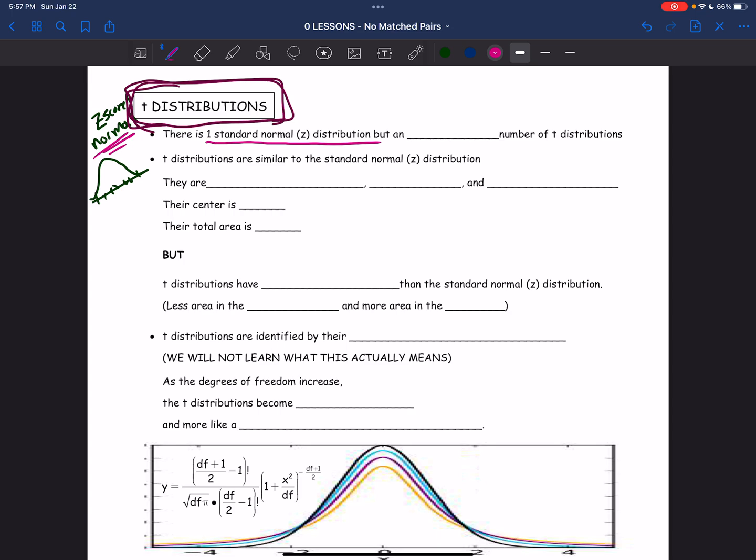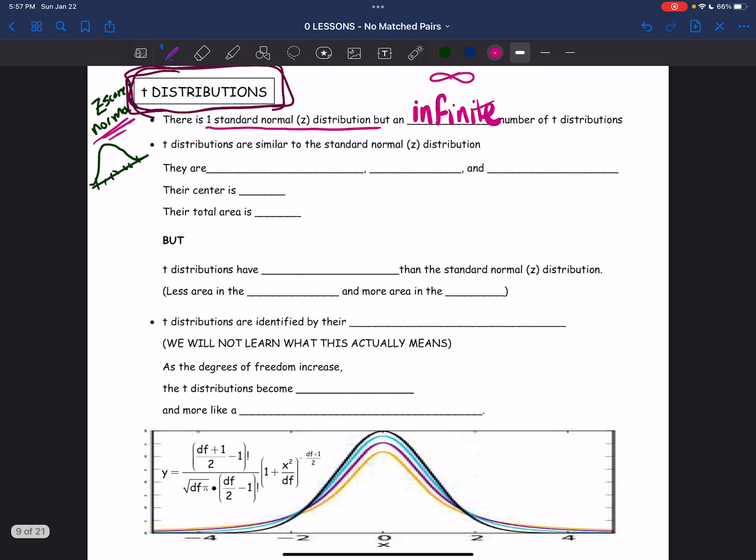But when we have a t distribution, there is an infinite number of t distributions. Here, I'll put an infinity sign, okay? T distributions are similar. They're very, very similar. They are still single peaked.